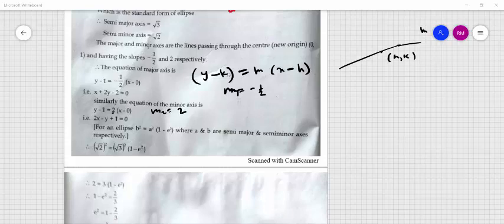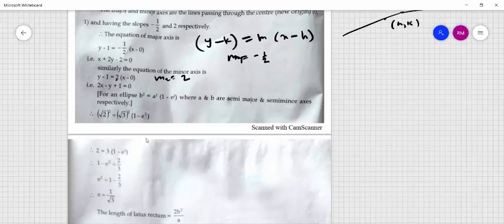So friends, there are two slopes, m1 equal to minus half and m2 equal to 2. In the first case, taking slope as minus half, we get x plus 2y minus 2 equal to 0 after simplifying. Similarly for slope 2, m2 equal to 2, means y minus 1 equal to 2 into x minus 0. So we get this, the equation of the minor axis.